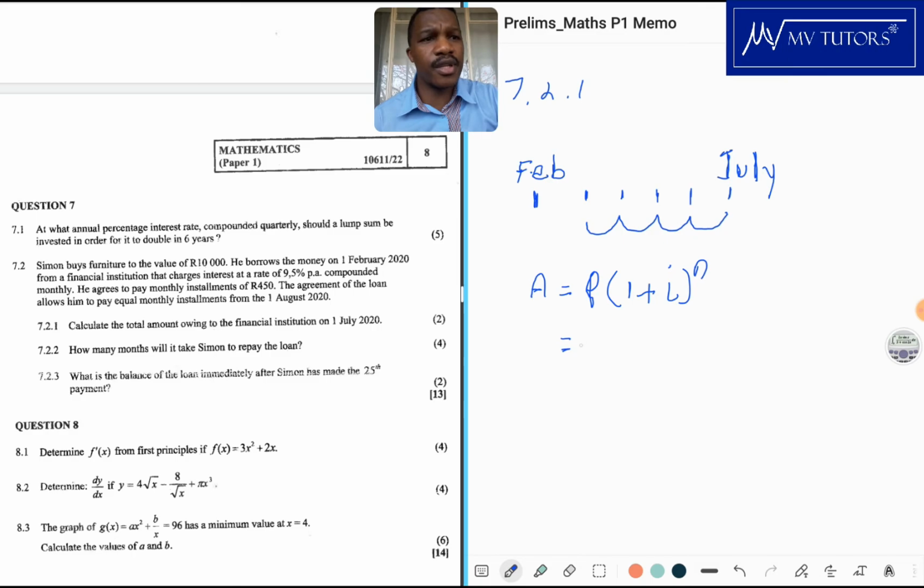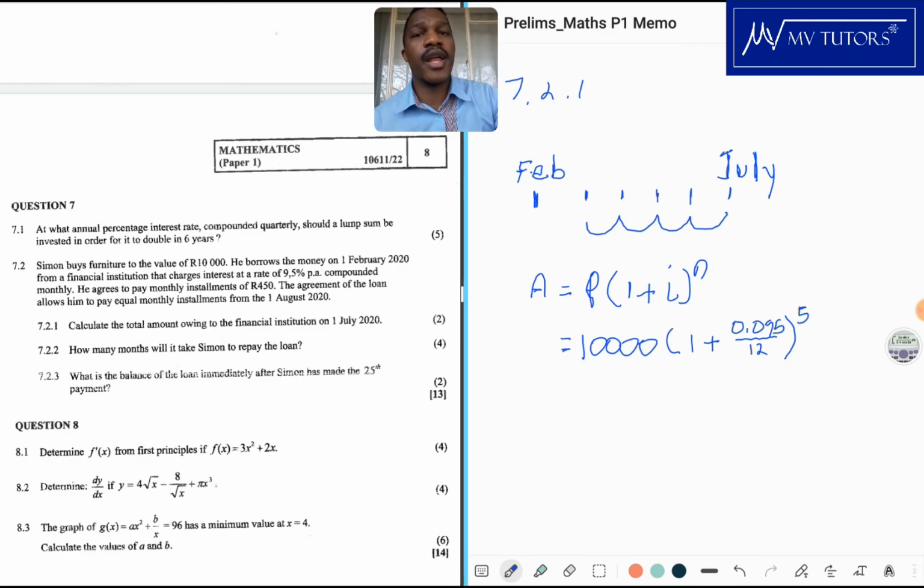So P, we know P is 10,000. Okay, and then that's 1 plus, and the interest that we're given is 9.5%. So really that's just 0.095. Don't forget this 0 after the decimal, it's very important. Divide by 12 because it's compounded monthly. And then the n, we've counted that it is simply just 5 payments.